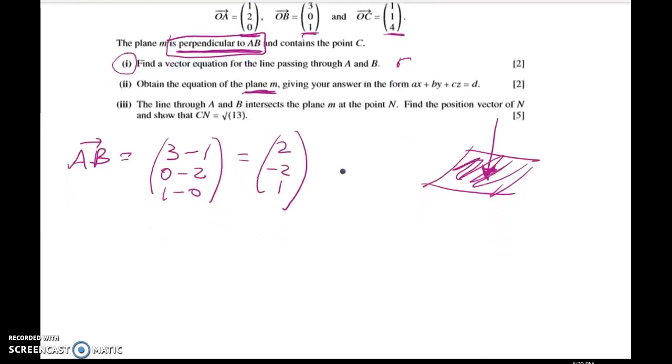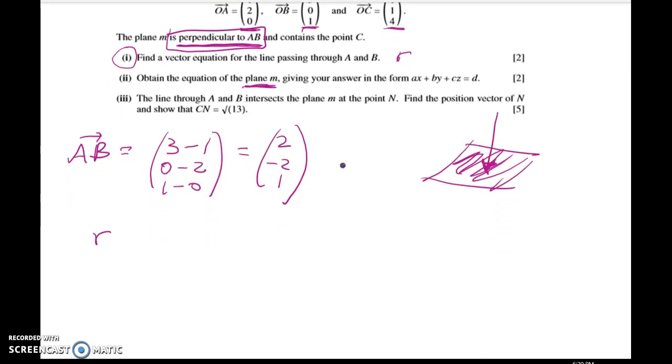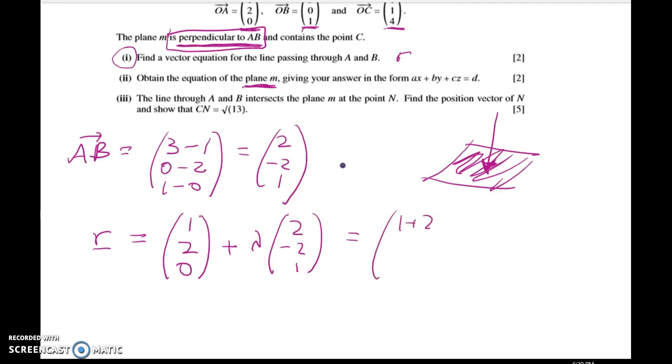Now the line through A and B is going to have this equation. We need to choose either A or B. I'll choose A, so R is equal to (1, 2, 0) plus lambda times that direction vector, giving us (1 plus 2 lambda, 2 minus 2 lambda, and just lambda). Okay, so that's pretty easy for 2 marks. That's the equation of the line.